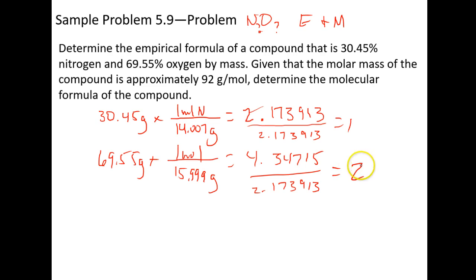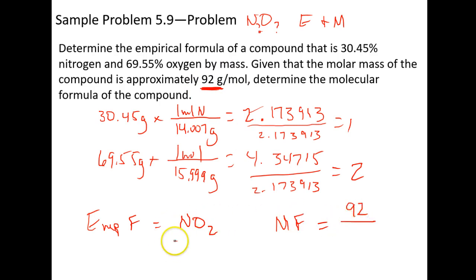I don't have to worry about multiplying these because they came out to be whole numbers. None of them is a 0.5 or a 0.25 or a 0.33. They're actual whole numbers. So my empirical formula is NO2. Now, for the molecular formula, I have to use the actual mass, which is 92, divided by the mass of the empirical formula. Well, my empirical formula mass is 14.007 plus 15.999 plus 15.999.